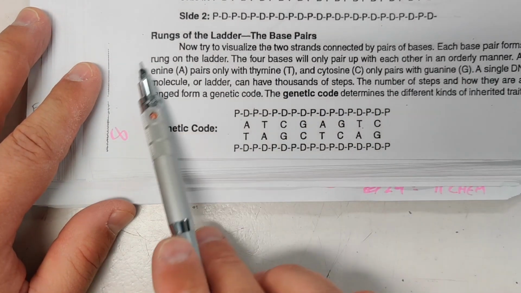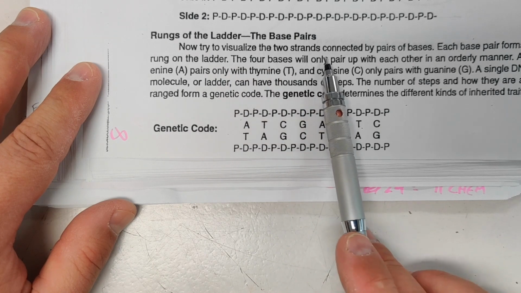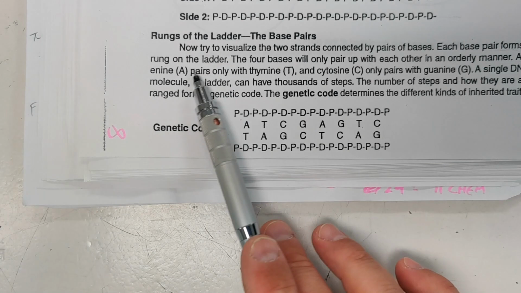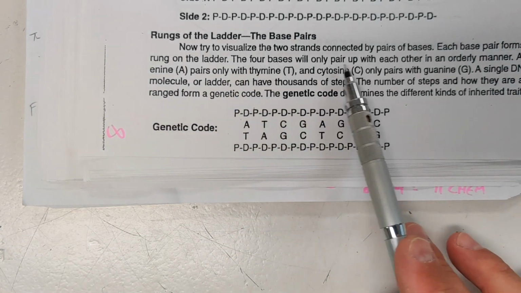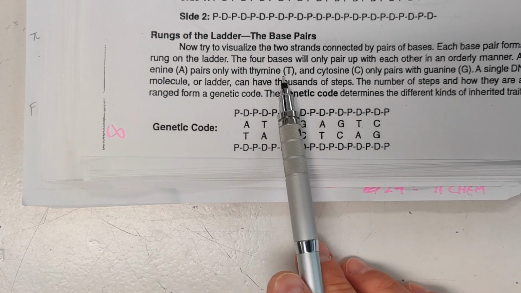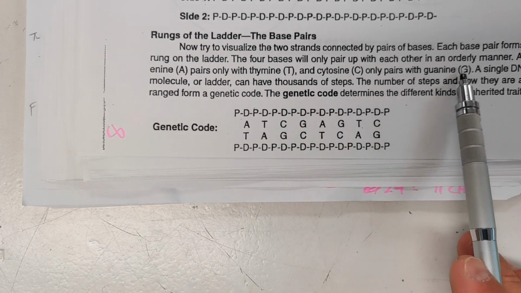I can let you read this, but try to visualize the two strands connected by pairs of bases. Each base pair forms a rung in the ladder, or a step in the ladder. The 4 bases will only pair up with each other in an orderly manner. Adenine only pairs with thymine. Cytosine only pairs with guanine.